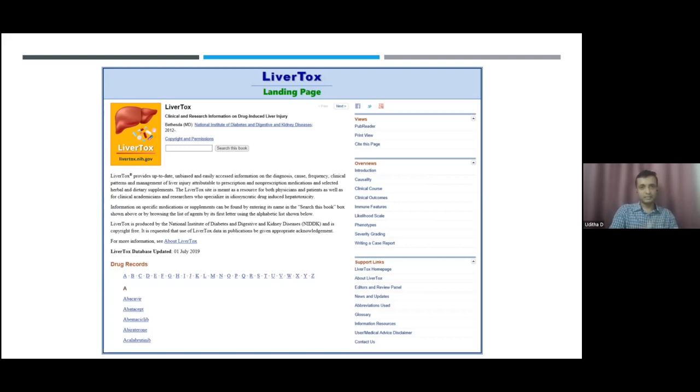And this is the LiverTox database. If you just search on Google, you will find it, and that is the well established, universally used database on drugs and their liver side effects. So you can go through it. It's very extensive. Almost all the drugs under the sun you can find on this database. So you can use this to find out what the liver side effects of the drugs are very quickly.